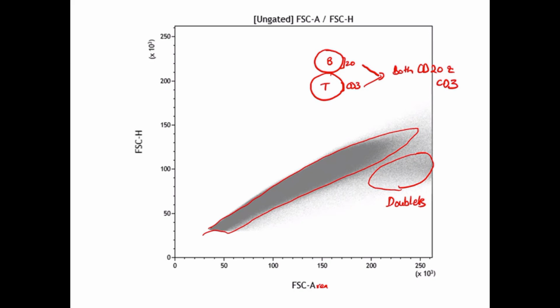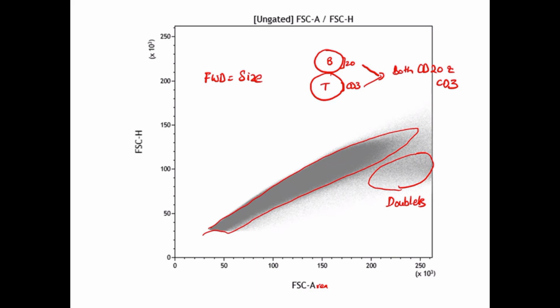Okay, we don't want to study the doublets, and that's why the first step is the exclusion of these doublets. And how do we exclude these doublets? By plotting a forward scatter area and height plot and choosing only those cells for analysis which follow this parabolic curve. This is about the forward scatter. So the forward scatter is primarily determined by the size of the cell, and the singlets on the forward scatter area and height plot will lie along a parabolic curve.